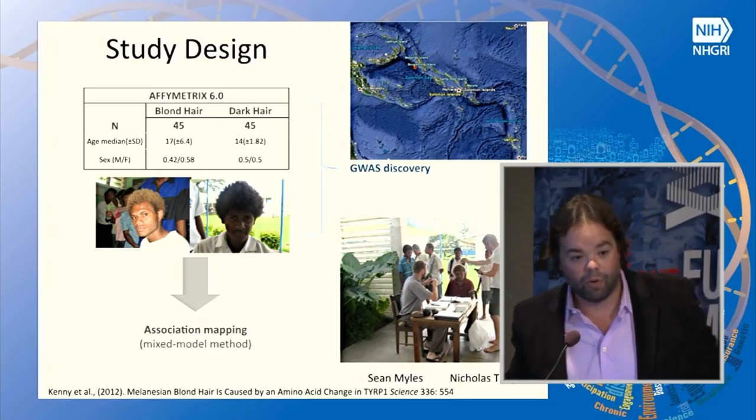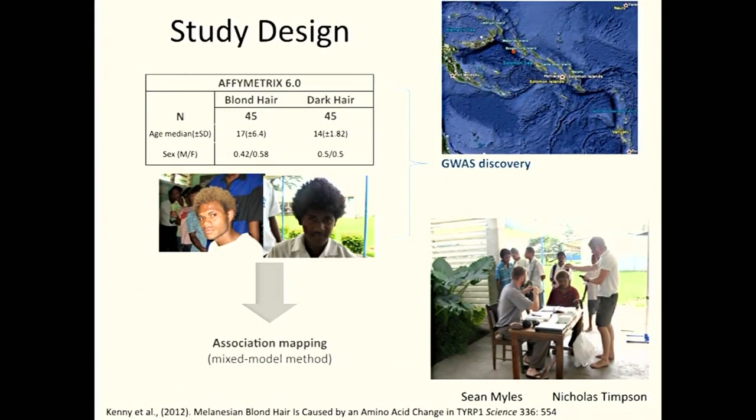And he said, all right, I'm ready to roll. I got my 1,000 samples. Let me at the sequencer. I said, whoa, hold on. This is still expensive. How do we know that we're going to be able to find anything? And he said, you know what? Why don't we just look at the extremes of the distribution?